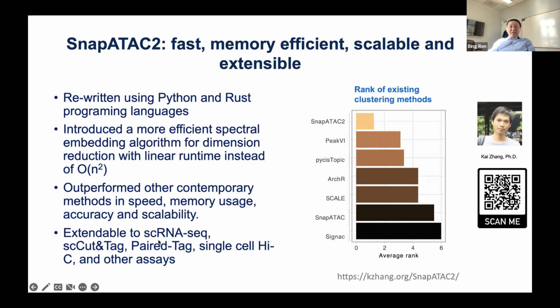And you can imagine that the same strategy can be applied not only to ATAC-seq, but also RNA-seq and paired-tag and Hi-C. And he has now shown that the same tool, SNAP-ATAC, actually does a very good job for single-cell RNA-seq, single-cell Hi-C, single-cell CUT&Tag, and so on.